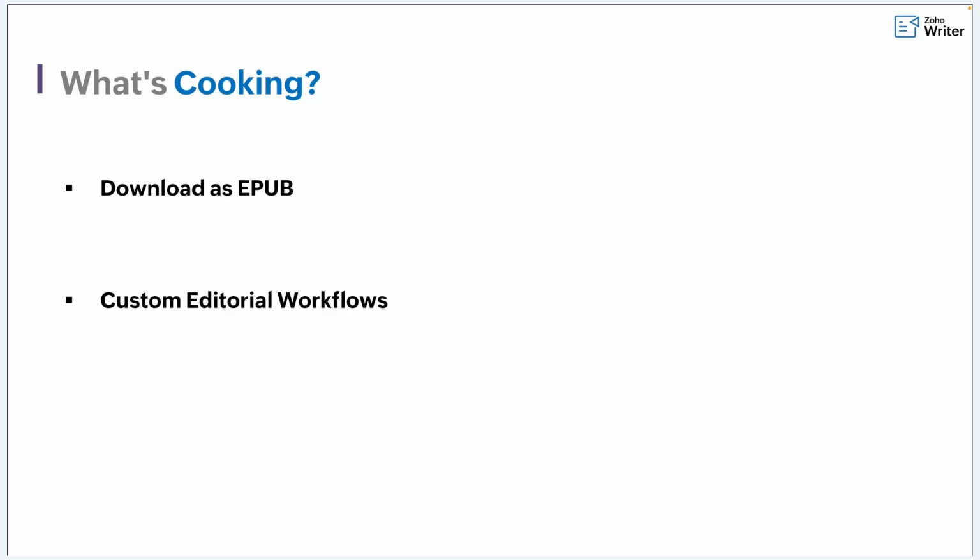And next, we have custom editorial workflows. This feature lets you design and automate your own publishing process inside Writer. For instance, a publishing house can define clear stages like manuscript review, copy editing, proofing, and final approval. Each step can be assigned to specific roles, ensuring transparency and accountability throughout the editorial cycle.